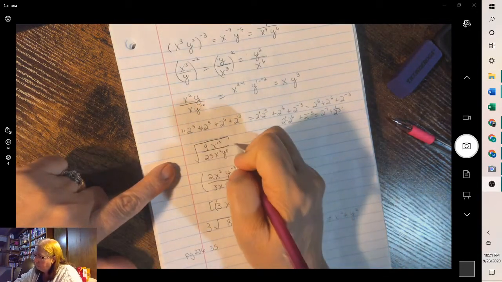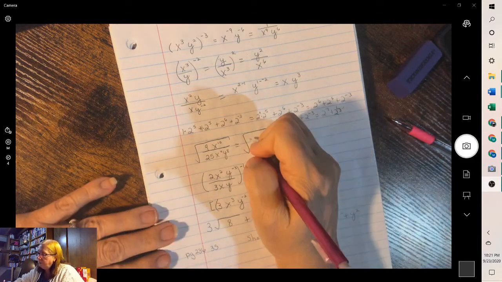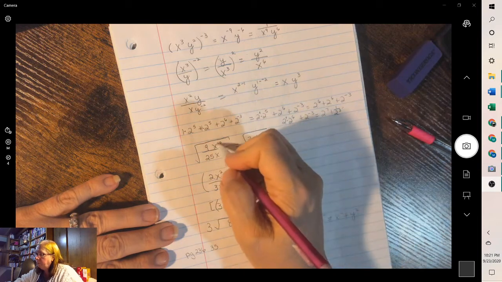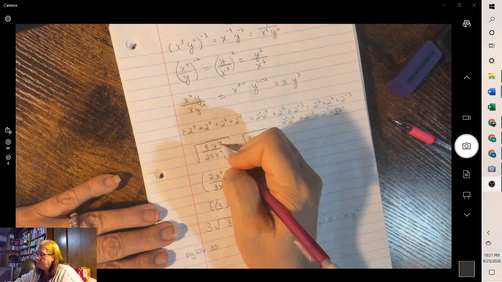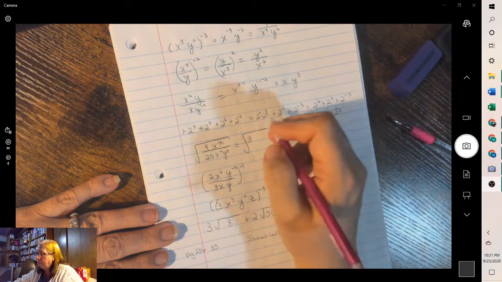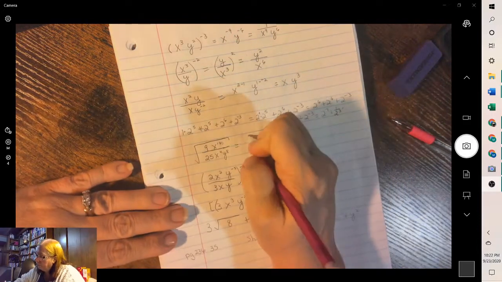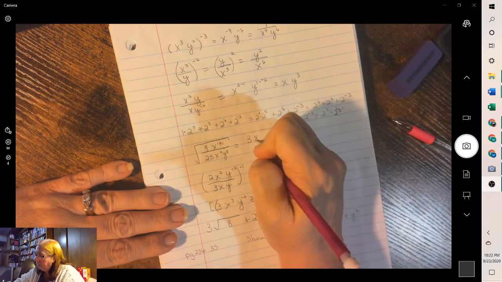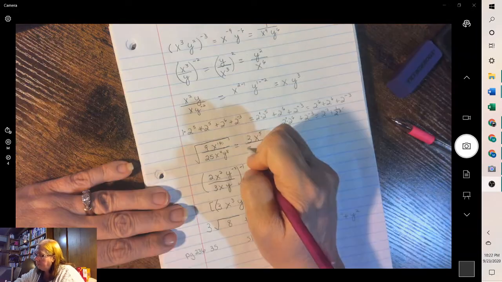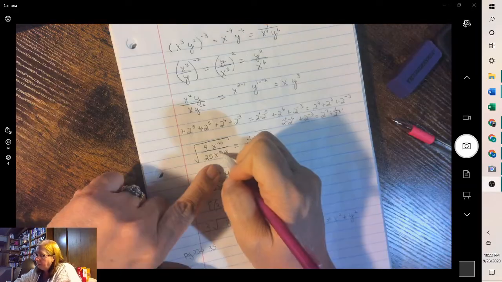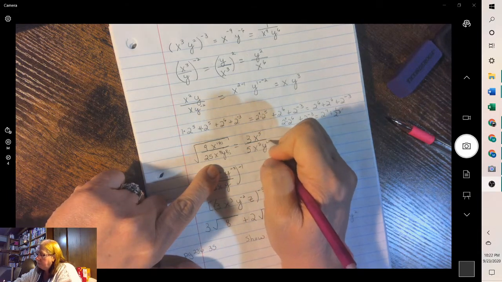Okay, next one. The square root of 9 is 3. Now when you're taking out values, this is a square root. You're dividing the exponent in half. Oops, I'm taking it out. So I have 3x to the 5th over square root of 25 is 5. And then you divide your exponents by 2. So it'd be x squared y to the 4th.